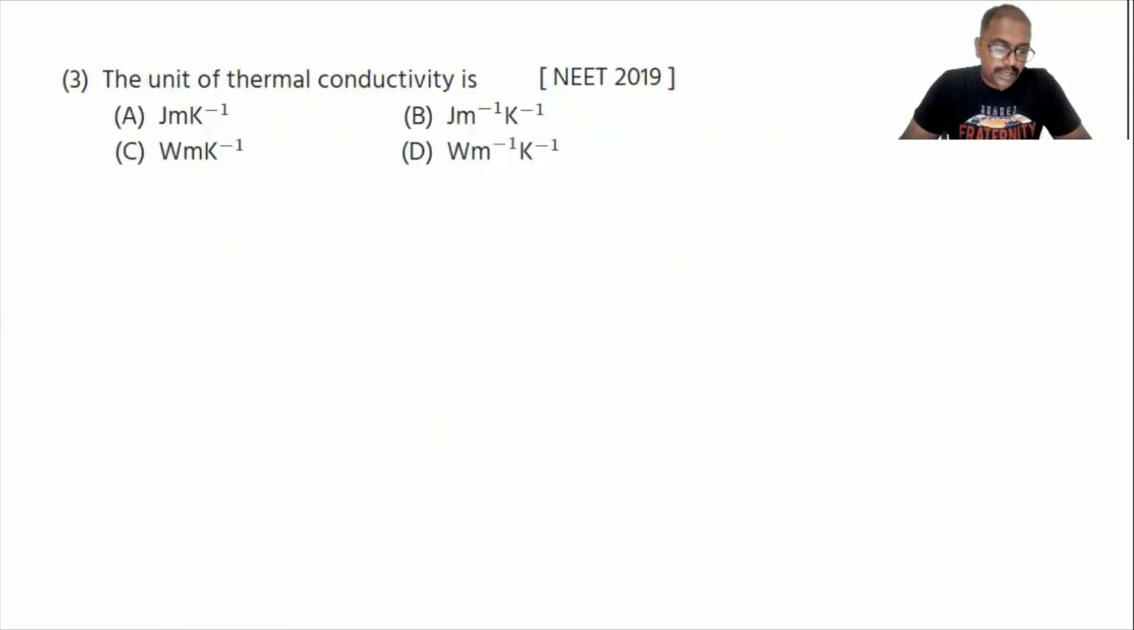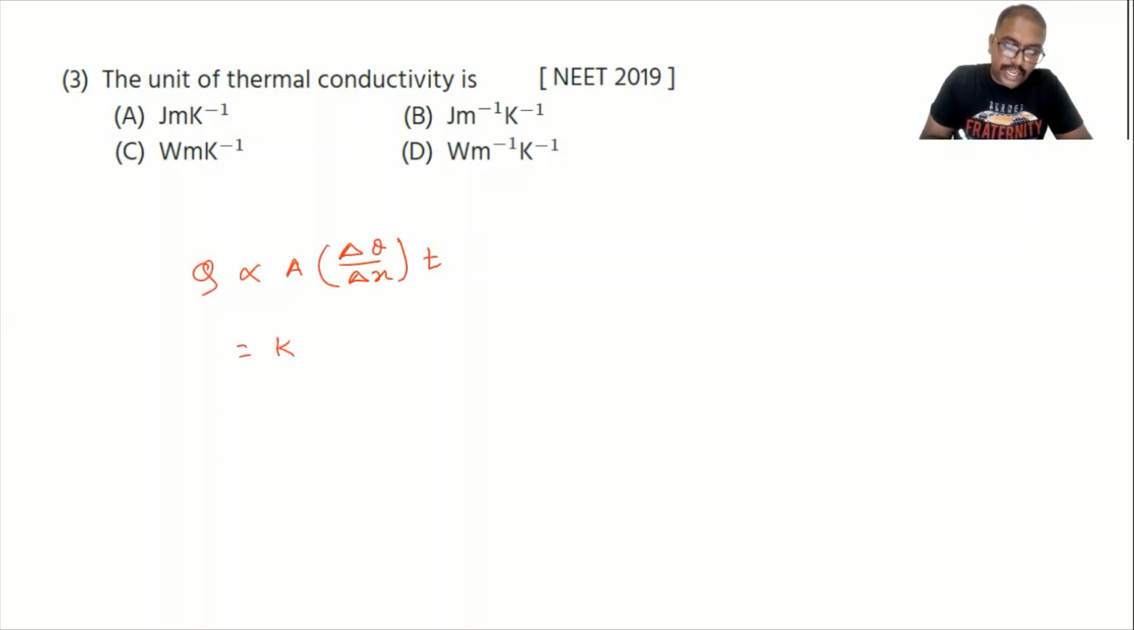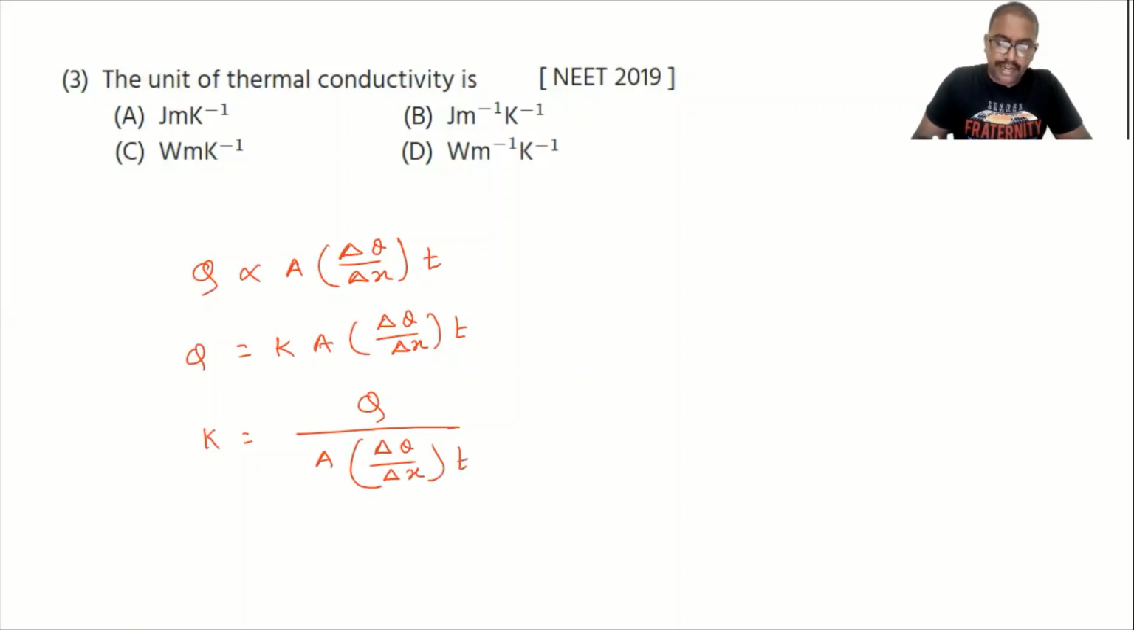Now next one. The unit of thermal conductivity is. Here, you know that quantity of heat conducted in steady state is directly proportional to area of cross section, then temperature gradient. So delta theta by delta x is the temperature gradient, and time for which heat is conducted. Then we can write a constant K, and this constant K is called thermal conductivity. Thermal conductivity formula we can write Q divided by A delta theta divided by delta x into T.